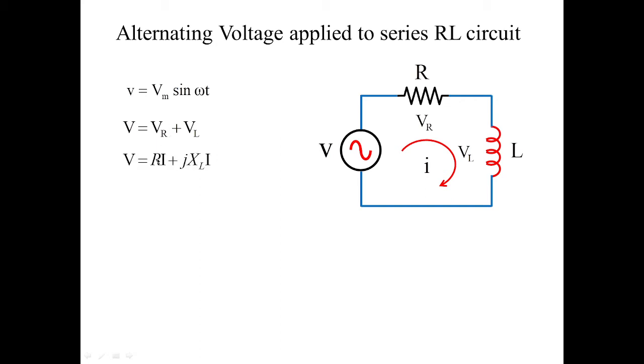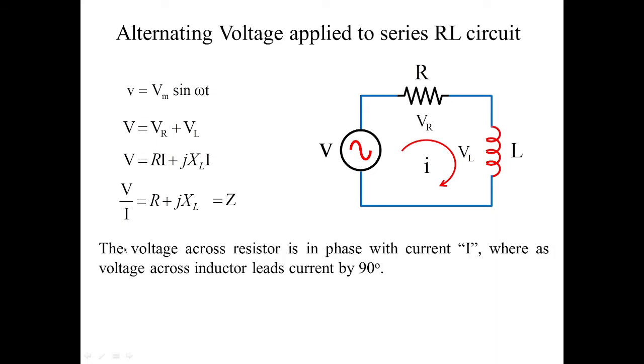What is VR? VR is R into I, and what is VL? VL is j XL I. Now in these two elements, the same current is flowing. Therefore, I'm going to remove this current and divide by it. Thereby, V by I is equal to R plus j XL, which is equal to the impedance of this particular circuit. So it is clear that the voltage across resistance is in phase with current, whereas the voltage across inductor leads current by 90 degrees. So what is this Z? Z is known as impedance of the network.